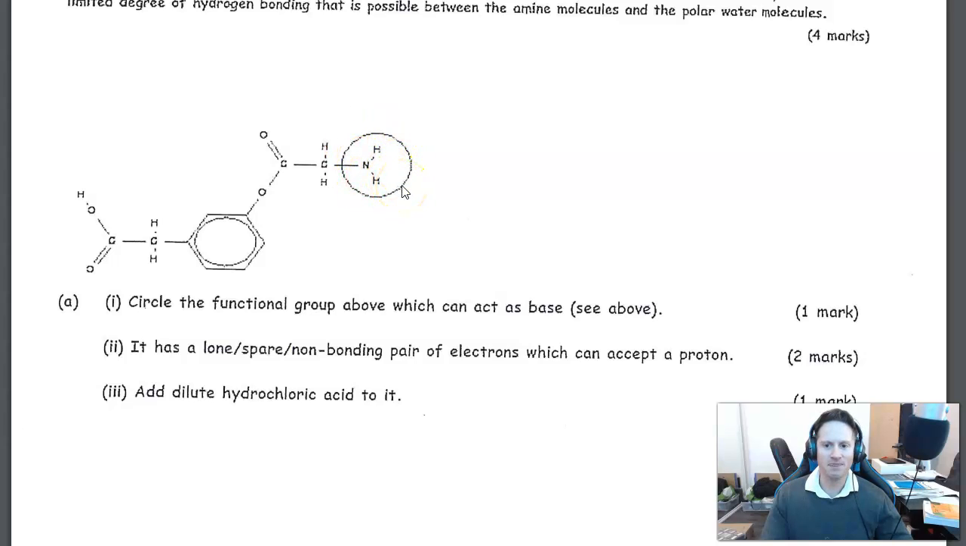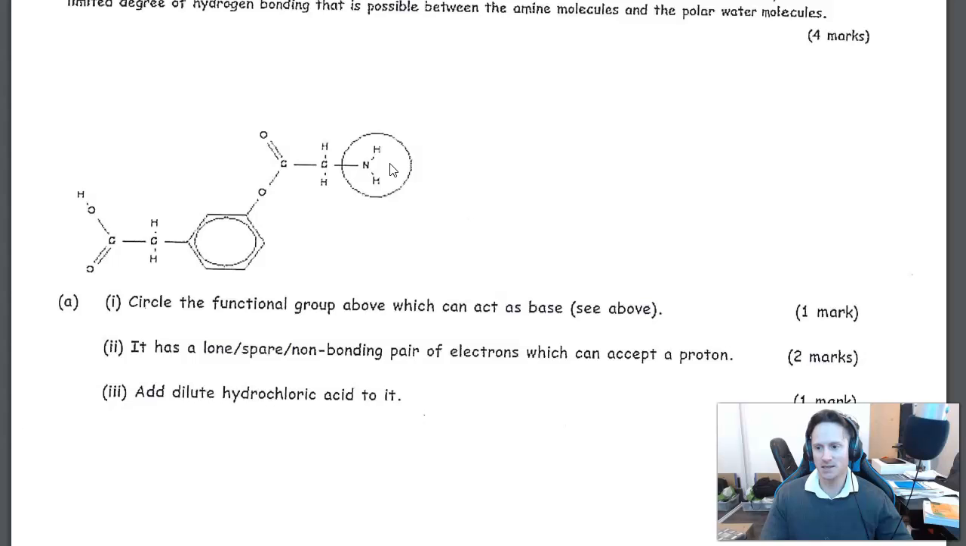A few of us didn't get that. So, what other functional groups are there? There's an aromatic or a benzene. That is a hydrocarbon that's non-polar, it's not basic. This is a carboxylic acid, so that's acidic. This is an ester, that's neither acidic nor basic, okay? This is the only base that exists.